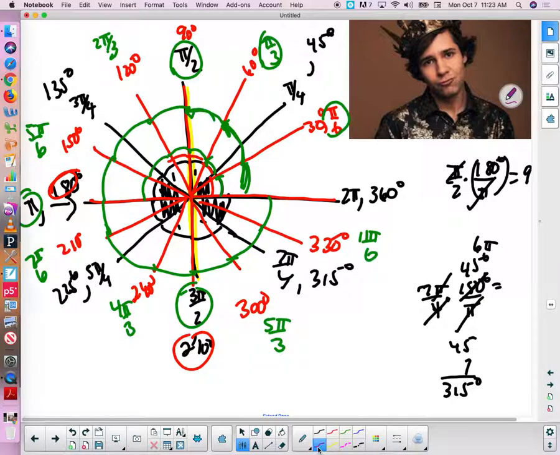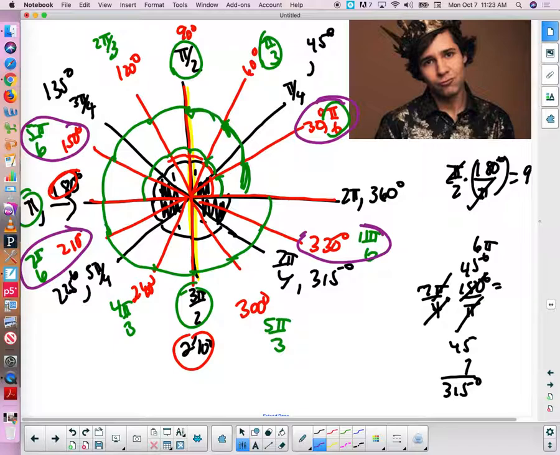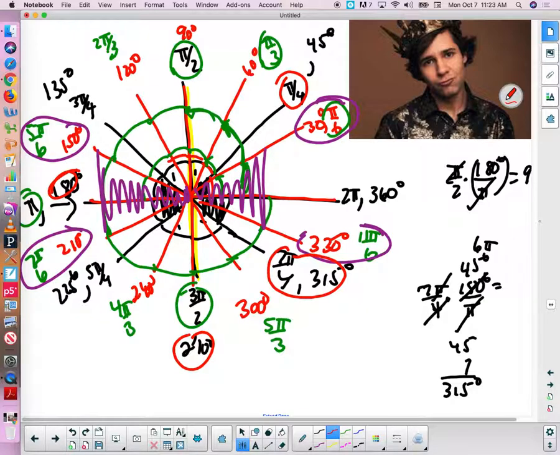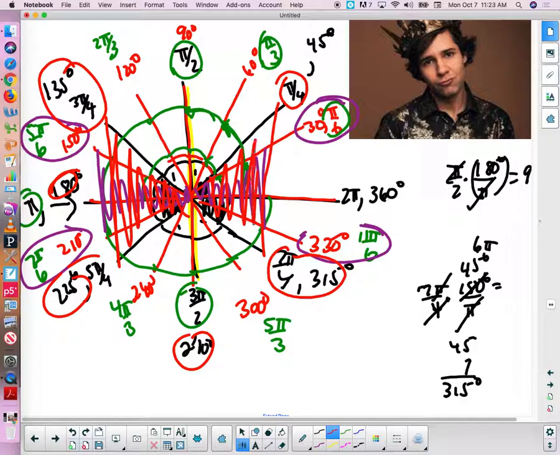All right, now in purple, what do you notice about all the pi over 6s? They're all 30 degrees away. All of the pi over 6s are a 30-degree bow tie. All right, what about all of the pi over 4s? 45s. And the pi over 3s?